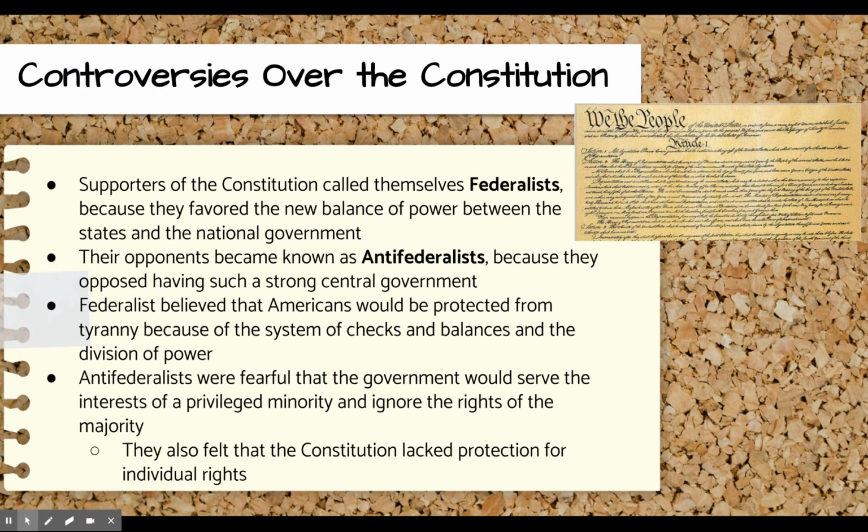They felt that all the protections were implied in the Constitution, but the Anti-Federalists were fearful that the government would serve the interest of a privileged minority and ignore the rights of a majority. They also felt that the Constitution lacked protection for individual rights. They wanted things to be much more clearly spelled out and defined.